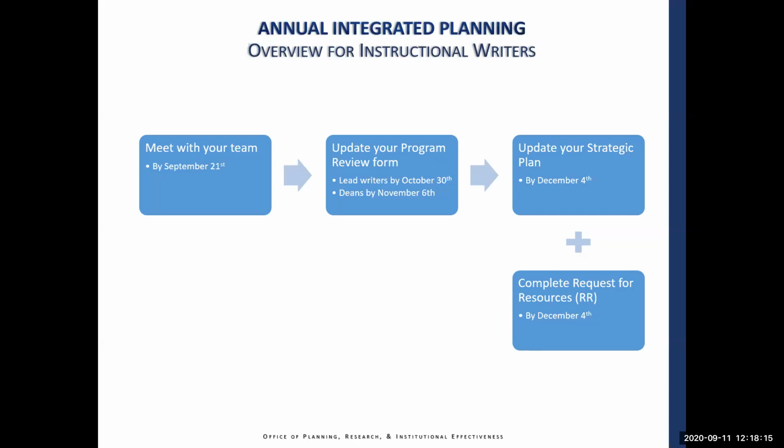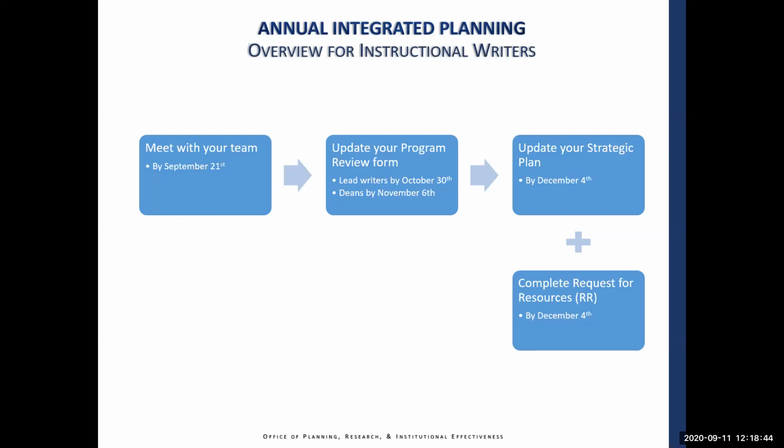The requests for resources were rolled over from last year, just like the program review forms. This means that once you go to your request for resources, you will see all your requests from last year. If you need the same kind of resources that you requested last time, you will be able to keep those requests. And if you don't need a particular item anymore, you can delete those requests.